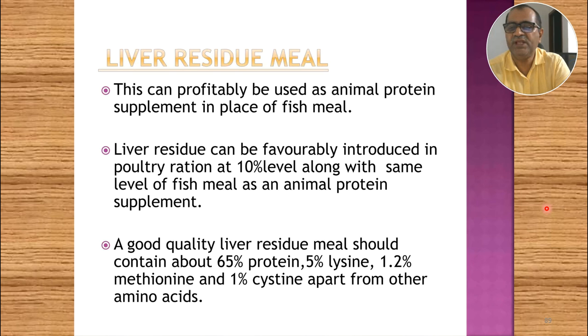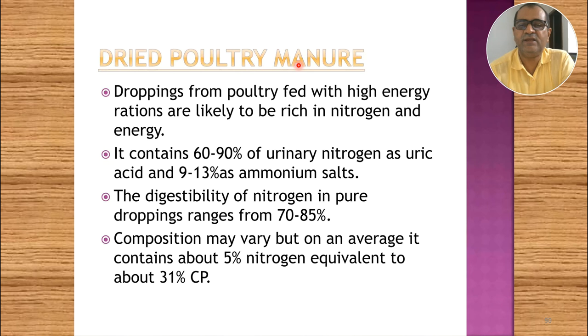Then liver residue meal can also be used, but this has to be replaced to the extent of 10% only in the presence of the fish meal. And good quality liver residue meal should contain about 65% protein, very high content of protein and the other essential amino acids. Dry poultry manure, yes, this is also another one. Droppings of poultry fed with high energy rations are likely to be rich in nitrogen, and almost all of it cannot be digested, and hence can be used as an alternative feed source.